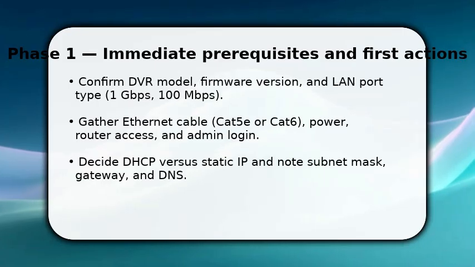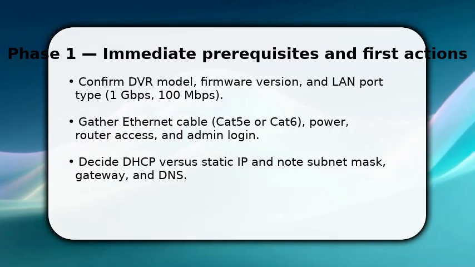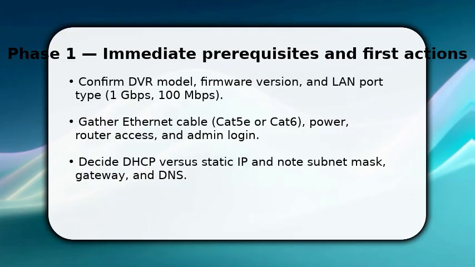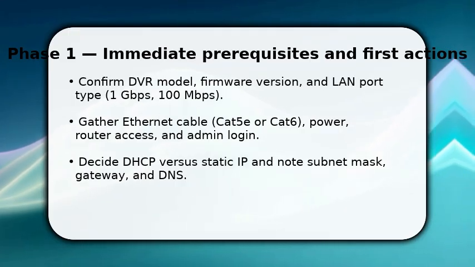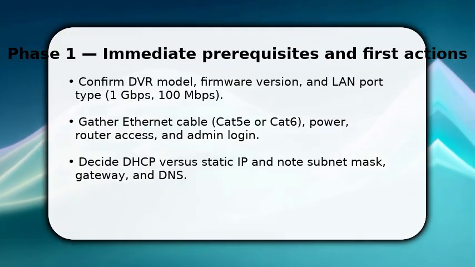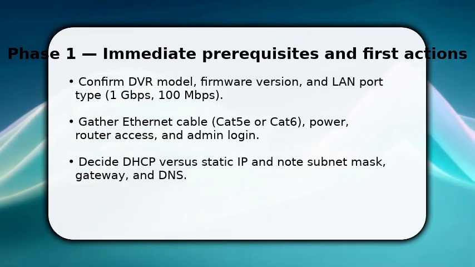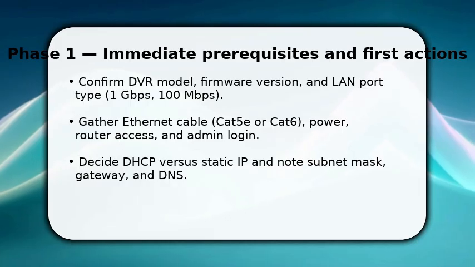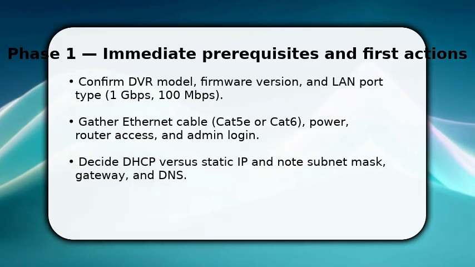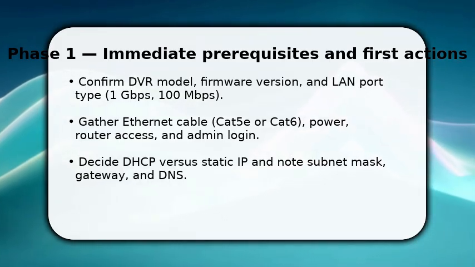You start by verifying prerequisites: DVR model, firmware, and whether the LAN port is 100 Mbps or 1 Gbps. Connect the DVR to power and plug an Ethernet cable from the DVR to a router LAN port. Once done, access the DVR menu with admin credentials. Make sure to record the current network settings.